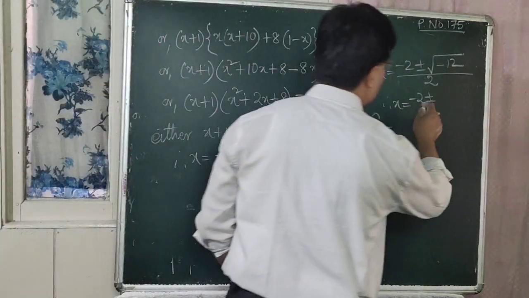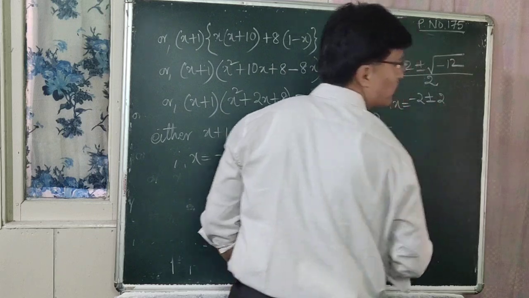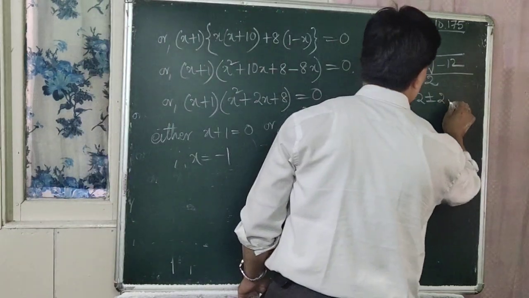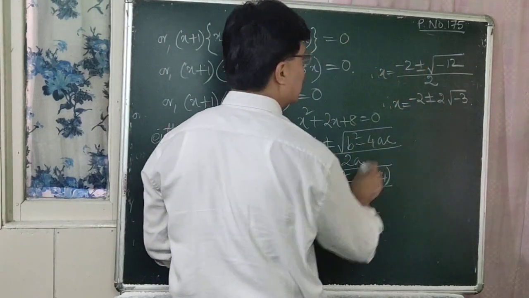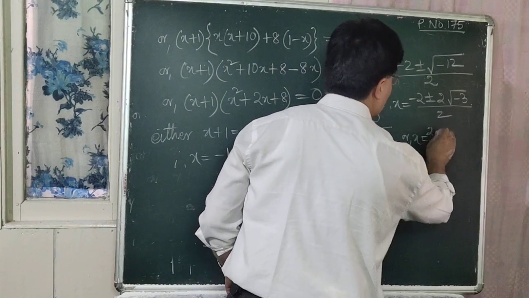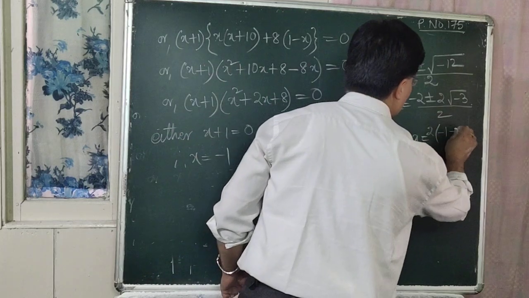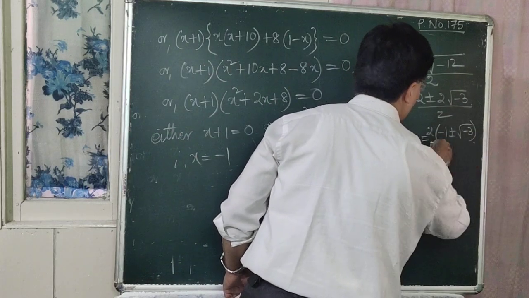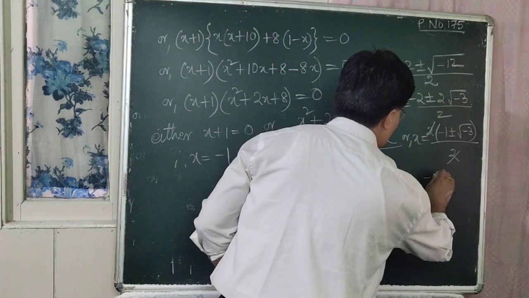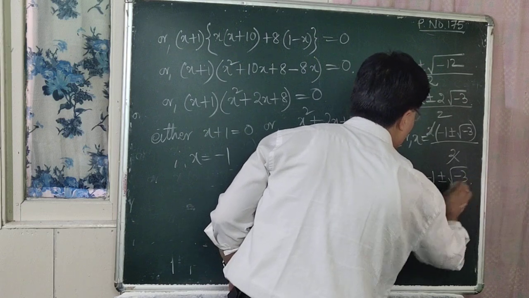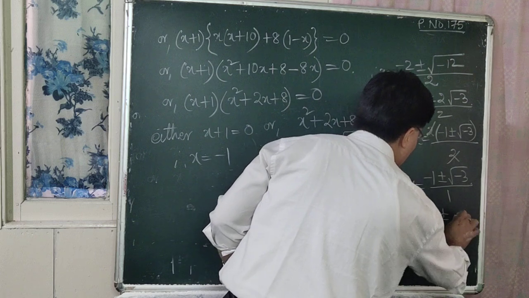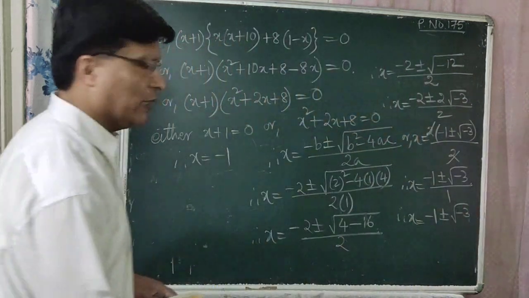What is the square root of 4? That is 2. 4 threes are 12. Then root over what remains? Minus 3, right? Whole divided by 2. Or x is equal to 2 is common here within the bracket, minus 1 plus minus root over minus 3 whole divided by 2. 2 gets cancelled. So what is the value for x here now? x is equal to minus 1 plus minus root over minus 3 whole divided by 1. That is x is equal to minus 1 plus minus root over minus 3.